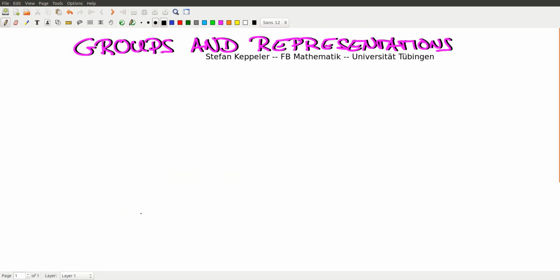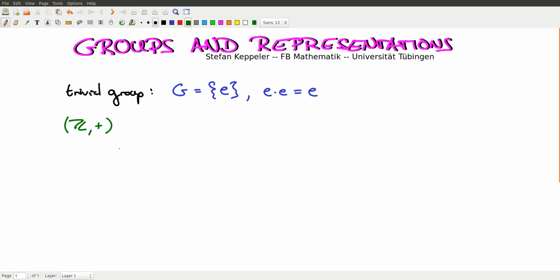Now we need some examples for groups. So the simplest example is the trivial group, where the set has just one element. And since there has to be an identity element, we call it E. And then the property of the identity says that E times E has to be E, and that fixes the group.